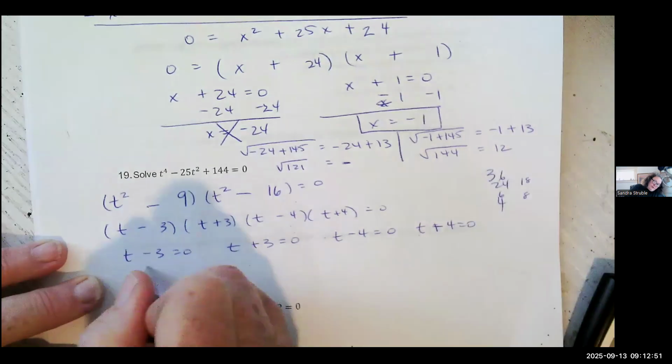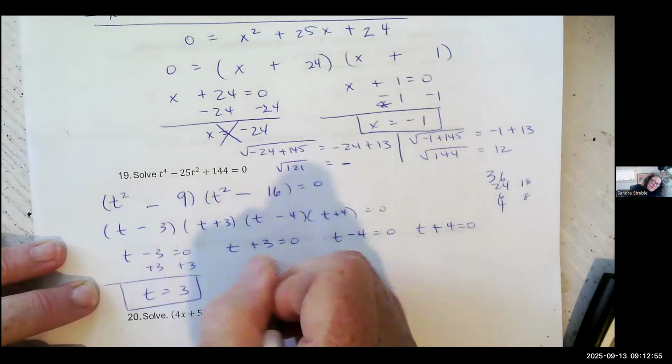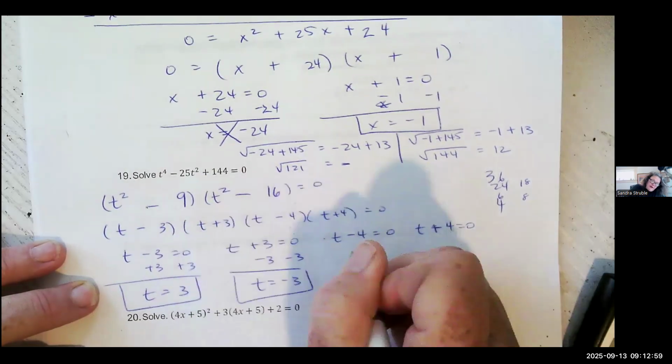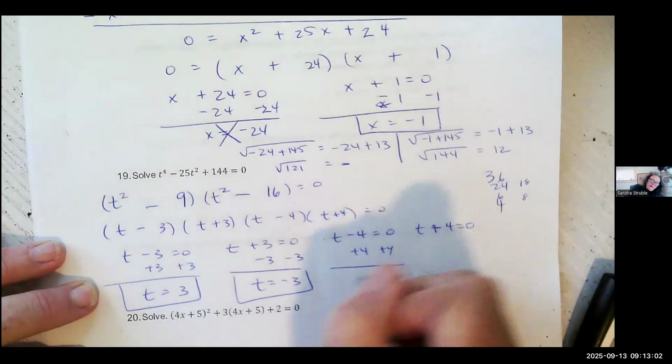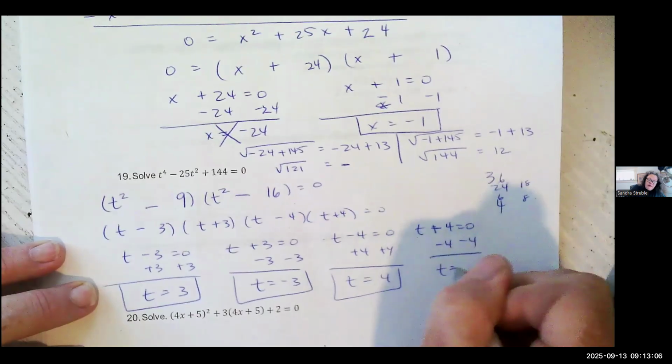All right, add 3 to both sides. t is equal to 3. Subtract 3 from both sides. t is equal to negative 3. Add 4 to both sides. t is equal to 4. Subtract 4 from both sides. t is equal to negative 4.